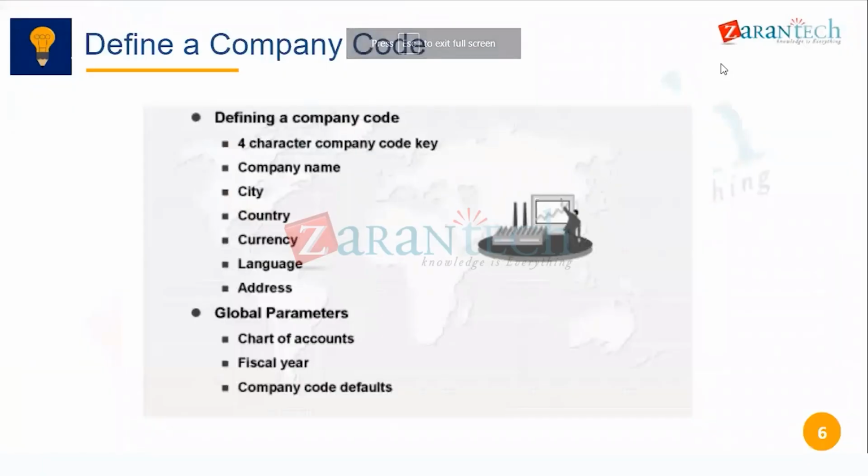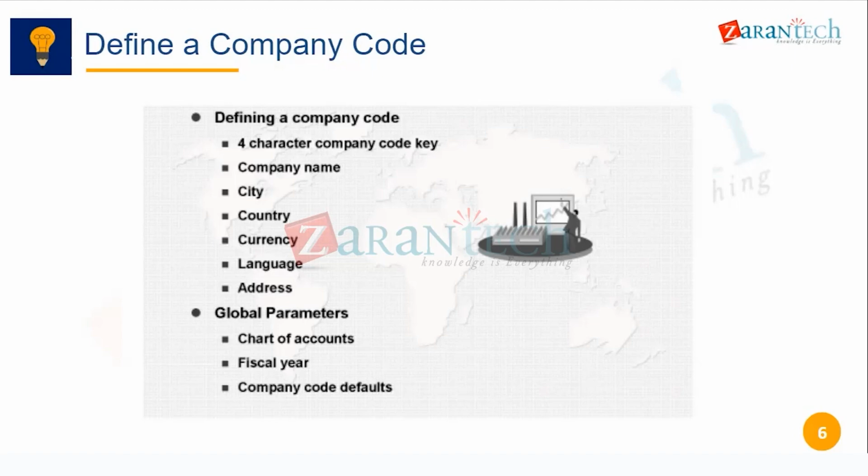We have defined the company code, which is a 4-character alphanumeric key. Here we need to specify the name of the company, in which city it is located, which country it is located in, what currency it uses, what the language of communication is, and what the address is. All those things you define in a company code. All the fields mentioned here are very significant because they have meaning.